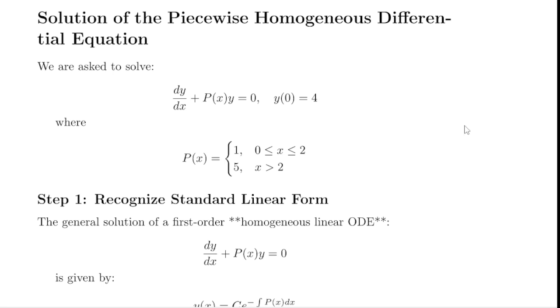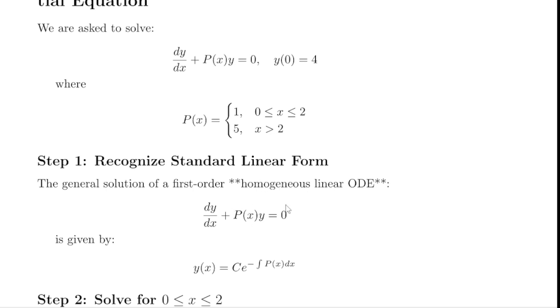In this video, we are asked to solve dy/dx + p(x)y = 0, where y(0) is 4 and p(x) is 1 when x is between 0 and 2, and 5 when x is greater than 2. So note this is a homogeneous linear differential equation. So y(x) is going to be a constant times e to the negative integral of p(x) dx.